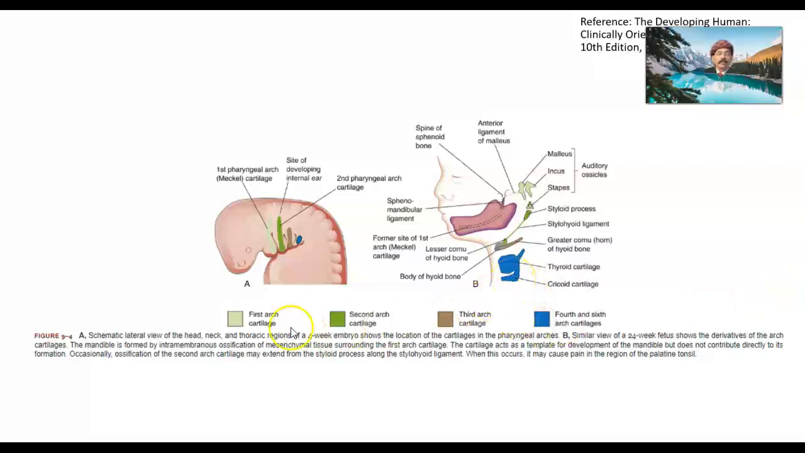Okay, so from the first arch cartilage we'll get Meckel's cartilage. From the second arch cartilage we get Reichert's cartilage here. Third arch cartilage is here. From the third arch cartilage we'll get the lower part of the body of the hyoid bone and the greater cornu of the hyoid bone. From the fourth arch we'll get the laryngeal structures. From the sixth arch we'll get the lower part of the laryngeal structures.